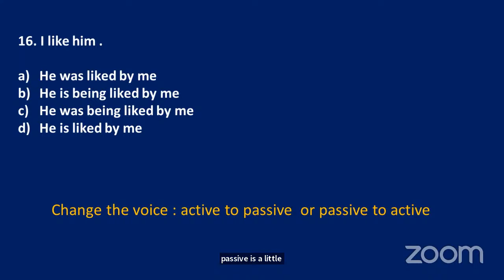So, "I like him," right? So this is active voice. How do you convert from active to passive? Is it: he was liked by me, or he is being liked by me, or he was being liked by me, or he is liked by me? All right. So it shouldn't require much time.